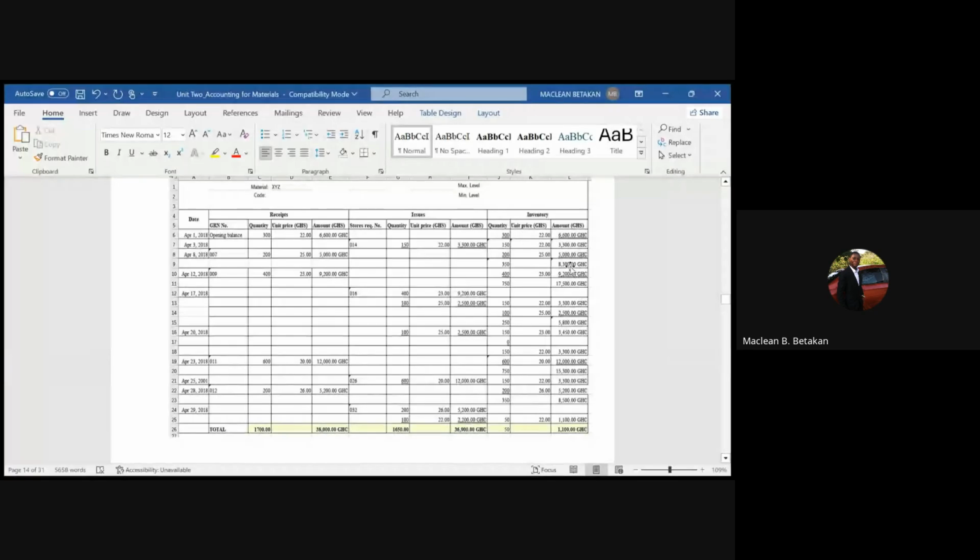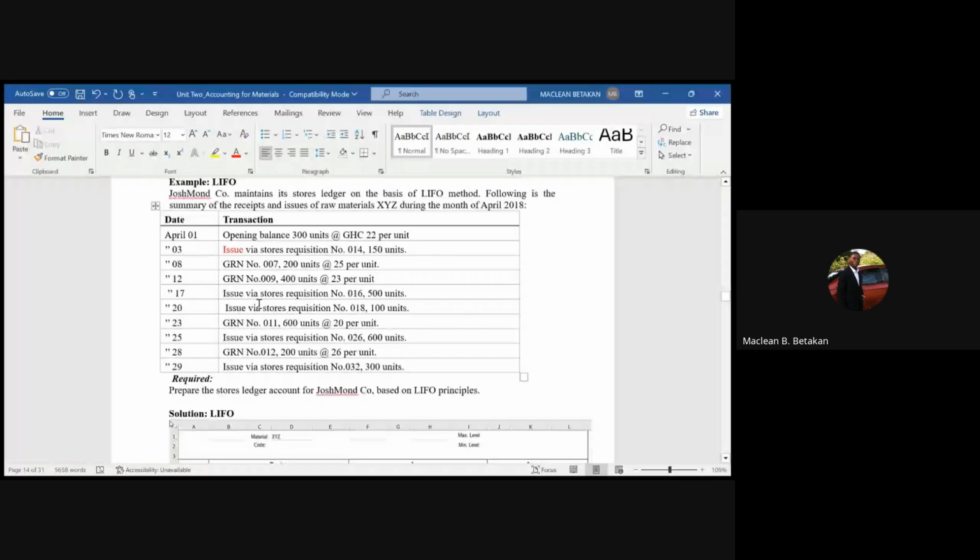Now, the difference comes when you are going to issue the next transaction. So we are issuing 500. Now remember, this is LIFO, last in, first out. Looking at these transactions, we have 3 receipts and 1 issue. The last receipt is 400. So out of this 500, you are going to issue this 400 out. The amount that is left is 100.